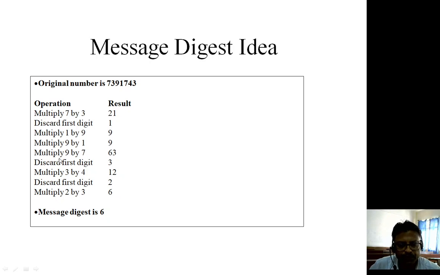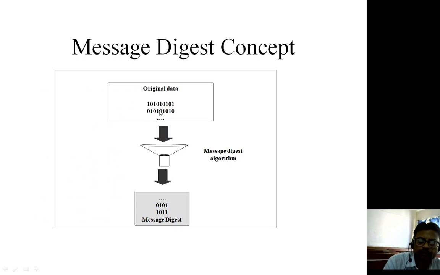Similarly, whenever a message is to be sent, we apply similar kinds of operations so that we derive something related to the message. Here 6 is derived from 7391743 with this particular process. Similarly, for any kind of message, we adopt certain operations, and with this we find the message digest value related to that particular message. As far as the concept of the message digest is concerned, this is very simple.